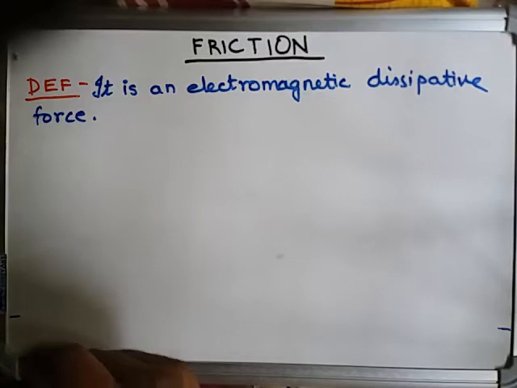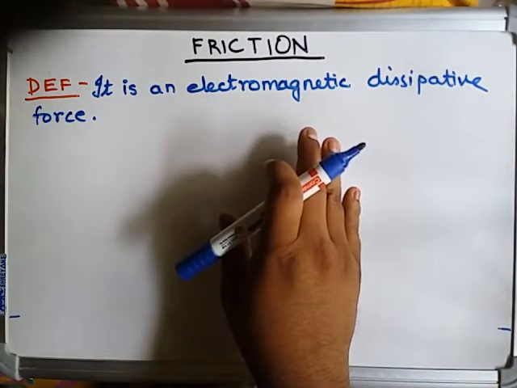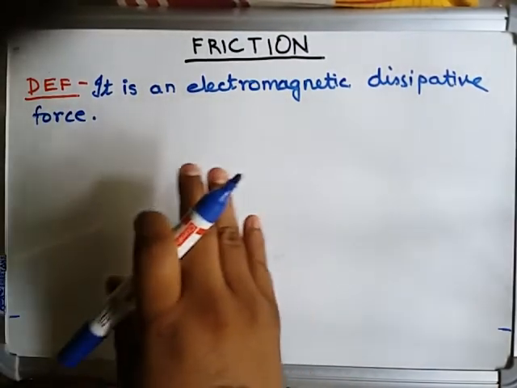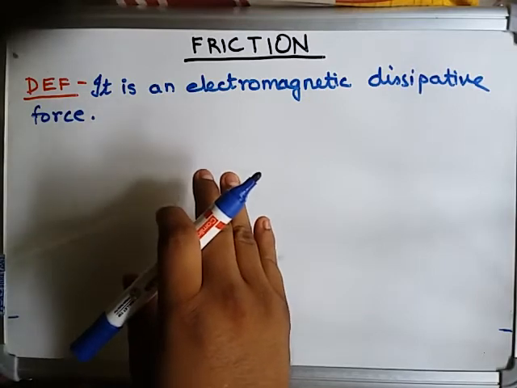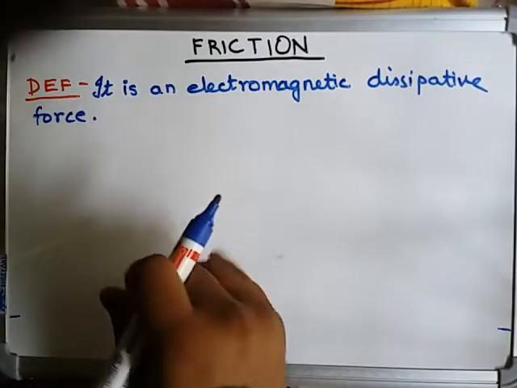So what is friction? It is an electromagnetic dissipative force. Now it acts tangentially. It is the tangential component of the net contact force between two solid bodies in contact.